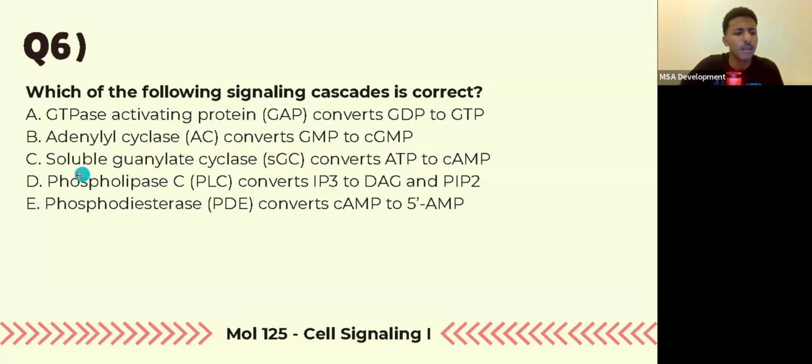Okay. C, soluble guanylate cyclase converts ATP to cyclic AMP. Incorrect. That's a function of AC. So A, B, and C are all incorrect. D, Phospholipase C, or PLC, converts IP3 to DAG and PIP2. Again, this is incorrect. Phospholipase C converts PIP2 to IP3 and DAG. Okay? So if this comes here, it's going to be correct. And then the last one has to be correct, which is phosphodiesterase converts cyclic AMP to 5' AMP. Again, checks out. There's nothing wrong.